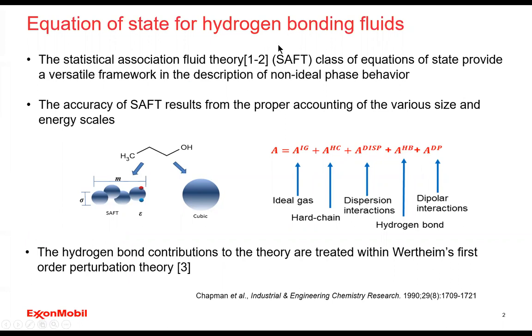The ultimate goal of this work is to develop an equation of state for hydrogen bonding fluids, which includes additional physics as compared to the literature equations of state. Specifically, we mean the statistical associating fluid theory class of equations of state, which is our best molecular theory as an engineering equation of state. And the accuracy of SAFT approaches results from the proper accounting of various size and energy scales.